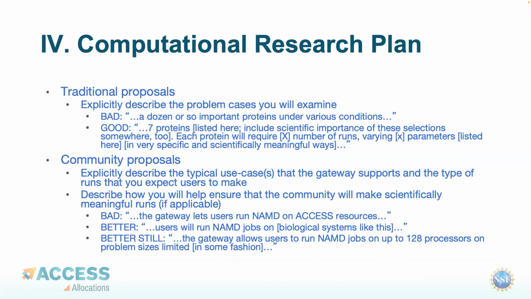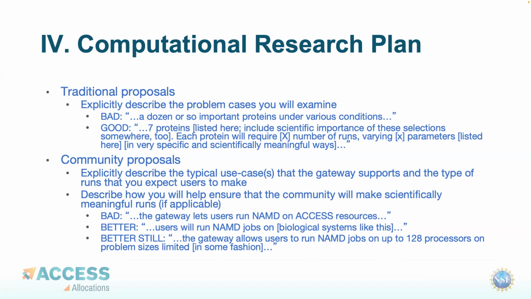So we have some example here of a traditional proposal. A bad example would be, oh, we're going to have a dozen or so important proteins under various conditions. That's pretty general. The reviewers probably would think this is not ready. The details aren't there to judge this, to make a recommendation for an award. But you see, a good example is maybe 7 proteins under these important conditions, each protein will require so many runs and varying parameters, and this is where we talk about the time steps, and is it based in water or alcohol or whatever it may be. So you do these things better.